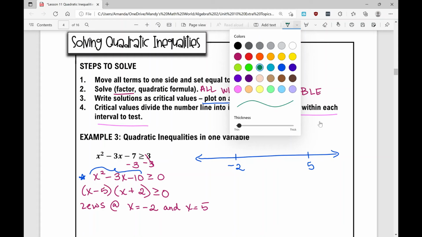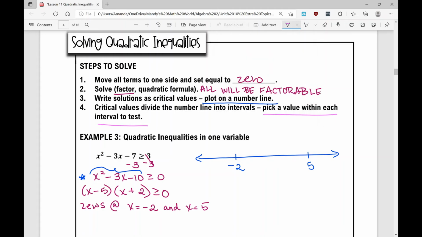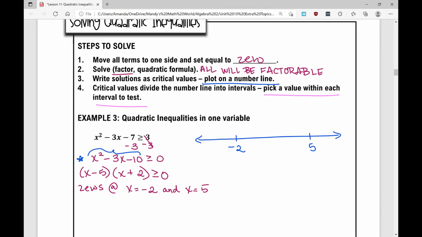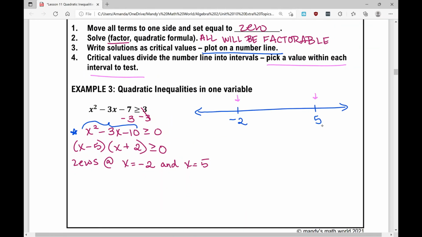So what we're going to do now is I've plotted those points on a number line, and we're going to test some points within each interval. So these are critical values that break up this number line into intervals. I'm going to pick a number within each interval, and I'm going to test it on this quadratic. So for example, a number in this interval over here to the left of -2, that would be smaller than -2, is -3. So I'm going to plug -3 into this quadratic right here.